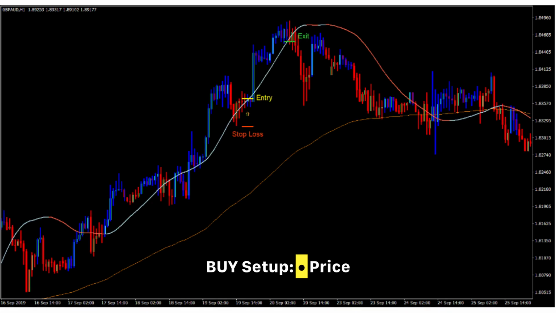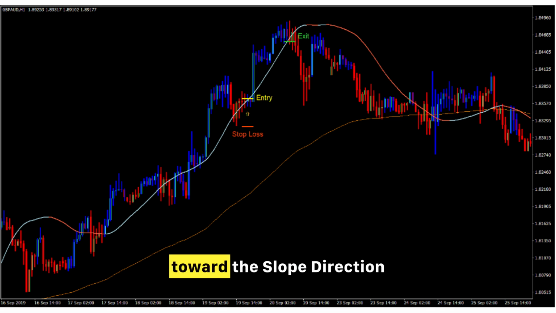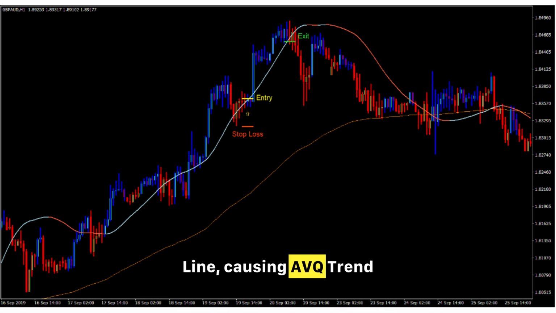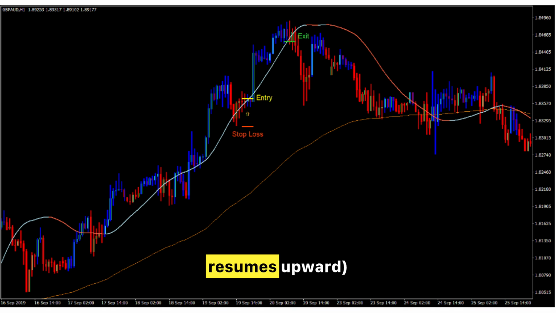Buy setup. Price must be above the 100 EMA. The slope direction line must cross above the 100 EMA and turn light blue, bullish slope. Price then pulls back toward the slope direction line, causing AVQ trend bars to temporarily turn red, a mini retracement. Enter buy. Once AVQ trend bars change back to blue, momentum resumes upward.